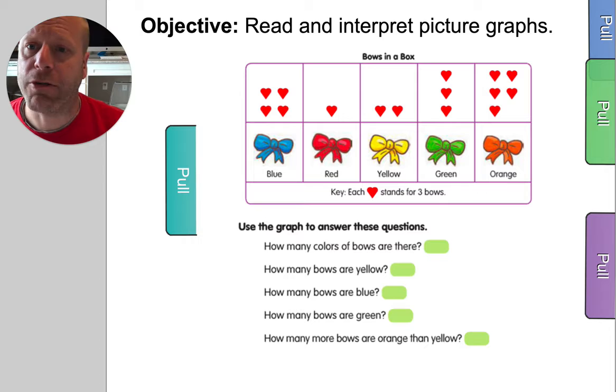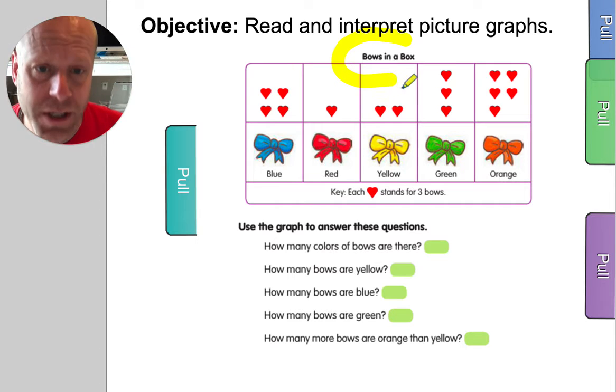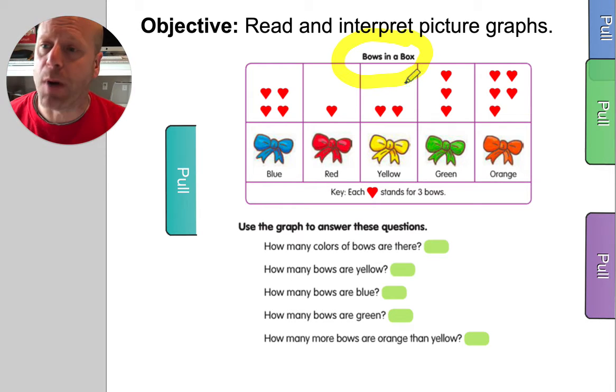Oh, look, it's a graph. What am I going to do? First thing, I'm going to find the title. These are different bows that are in a wrapping paper box, right? So maybe you have a special drawer or a place where you keep your wrapping paper and bows for holidays. And I have some blue bows in there. I have one or at least one symbol of a red bow. These are the different category labels. Those are good to look at.